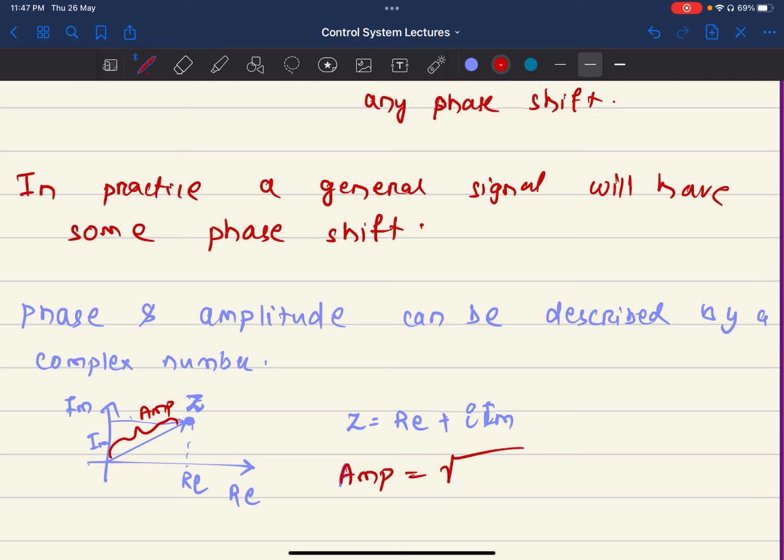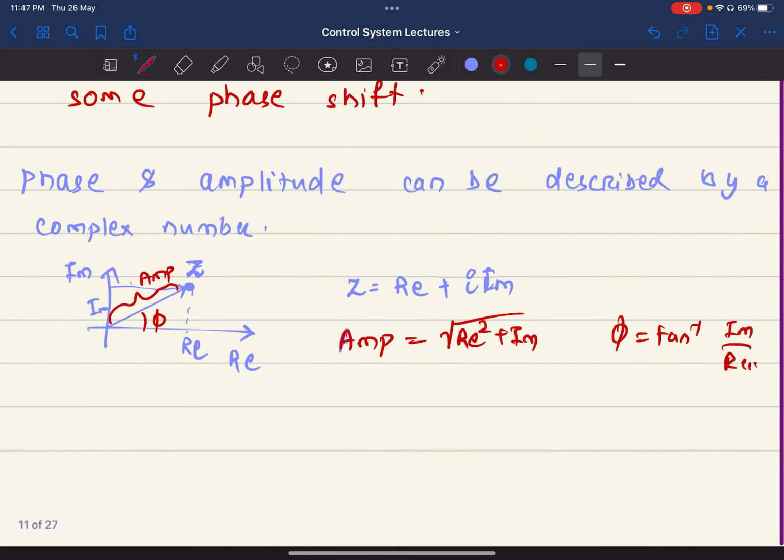It's nothing but real square plus imaginary square. And what about this phase? This phase is tan inverse imaginary by real. So similarly, there will be some phase shift in my signal as well.